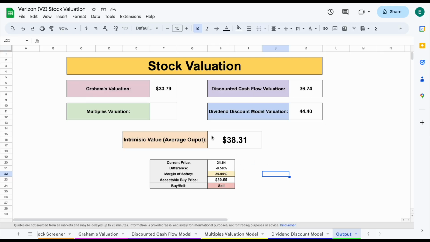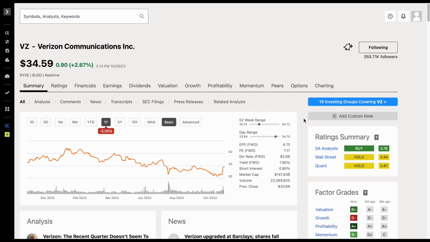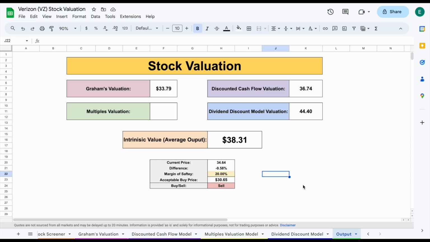Obviously, it's easy to get excited about Verizon with their history of dividend growth, dividend payouts, and the nice starting dividend yield. But personally, I just don't see enough growth with this company in the future for me to consider adding shares to my portfolio right now. I typically like to see companies with higher dividend growth rates.